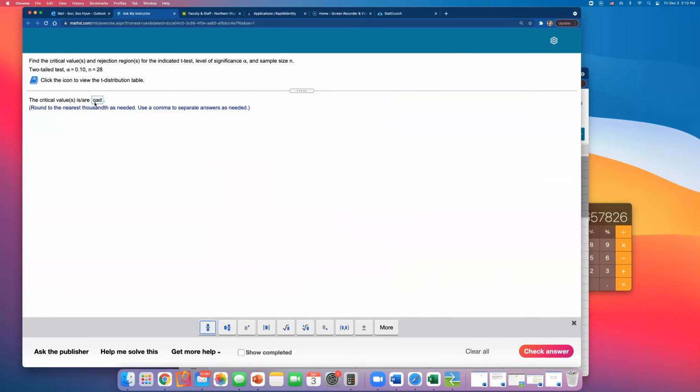That number, comma, but they did say nearest thousandths, so I just need 3 numbers after the decimal.